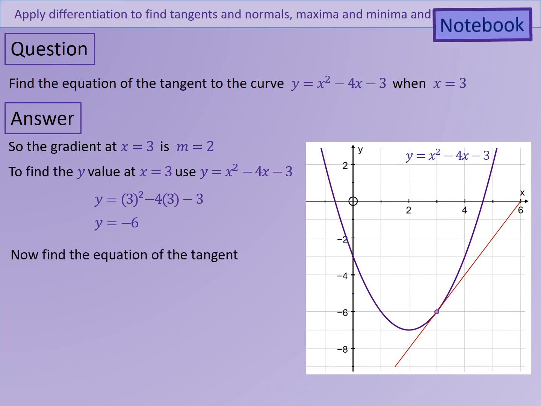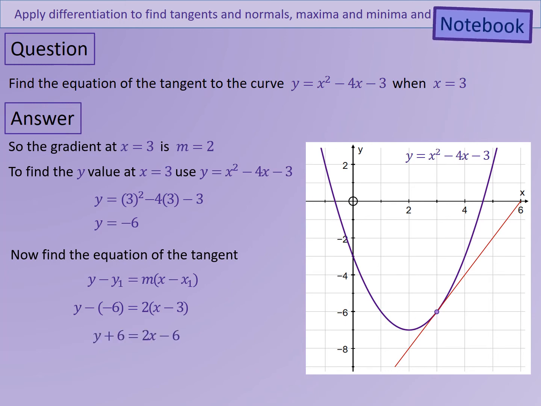And so now I have everything I need. I have my x value, I have my y value, and I have the gradient of the tangent. And so I can place everything into this version of the straight line. And I'm just choosing this at random. I could have chosen y equals mx plus c. So I'm going to replace y1 with -6, I'm going to replace x with 3, and I'm going to replace m with 2.